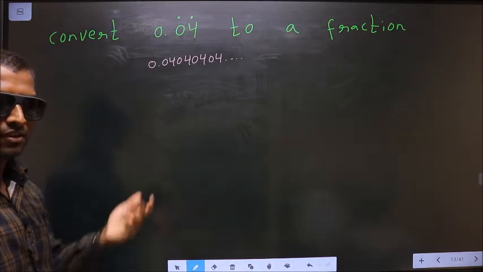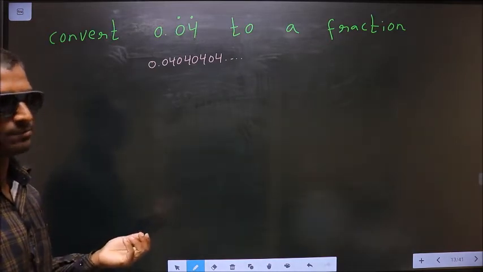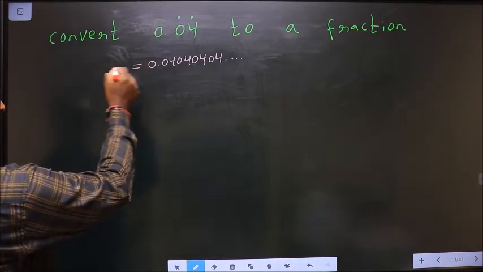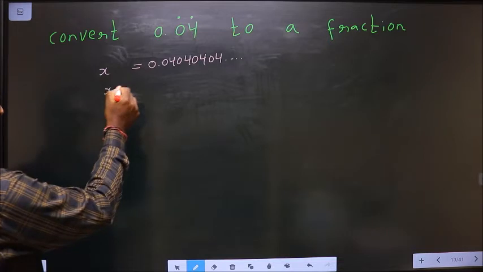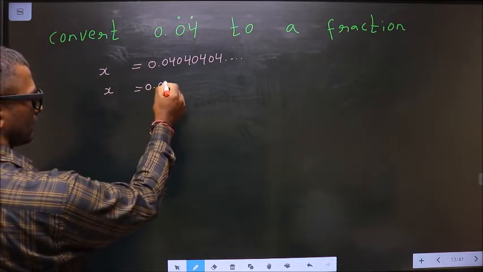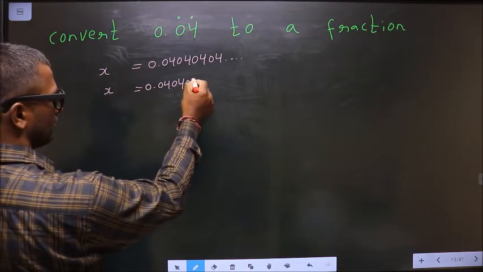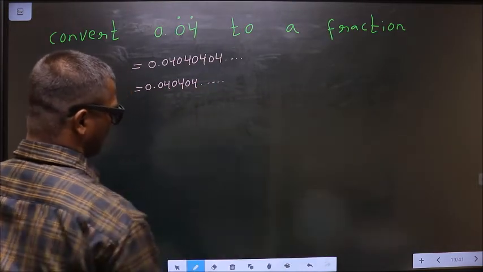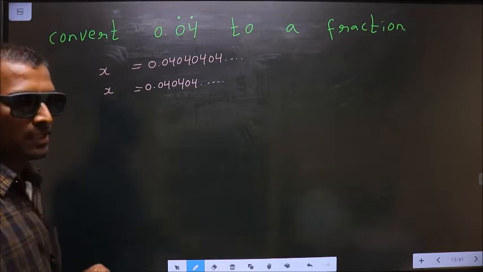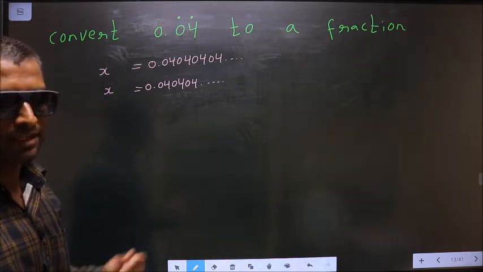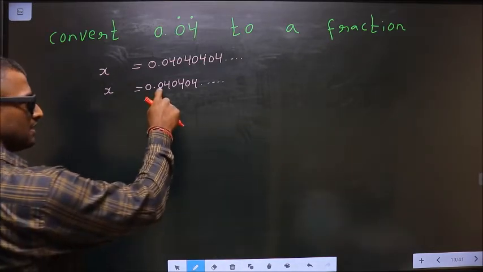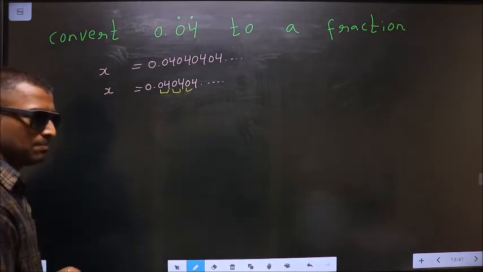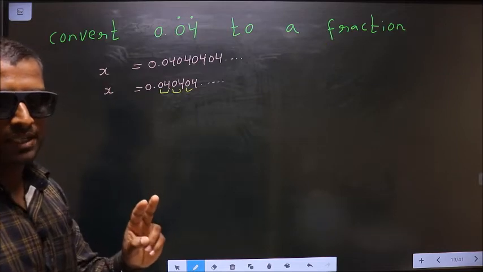How do we convert? We follow this method. Starting with whatever is given initially, we take it to be x. So x equals 0.0404, and so on. Now you should check how many numbers are being repeated in this sum. It's 0 and 4 that go on repeating. That means two numbers are being repeated here.